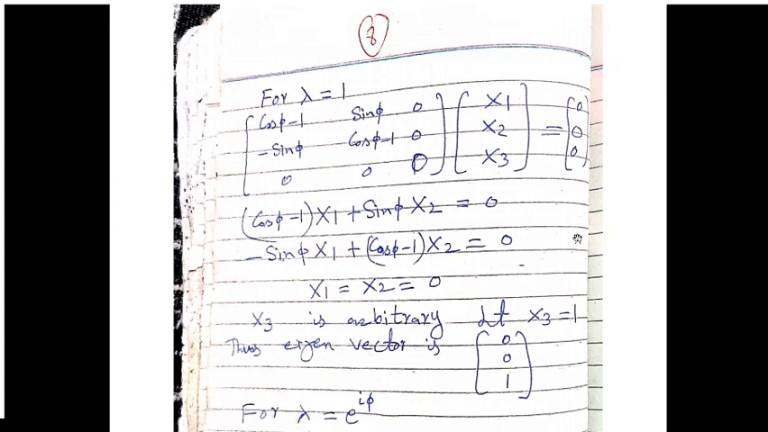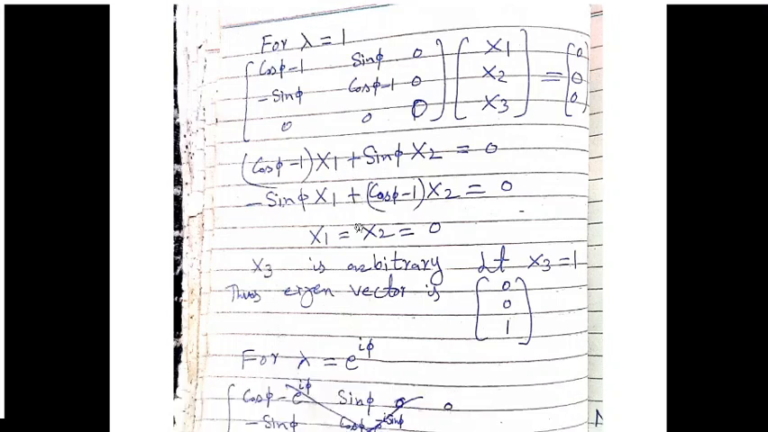Now we will calculate the eigenvector for this matrix. For lambda 1, you can write this: cos phi minus 1, sin phi, 0; minus sin phi like this, and 1 minus 1, 0. So you can have cos phi minus 1 into x1 plus sin phi x2, minus sin phi x1 plus cos phi minus 1 x2 is equal to 0, and from here you can see that x1 and x2 are equal to 0.